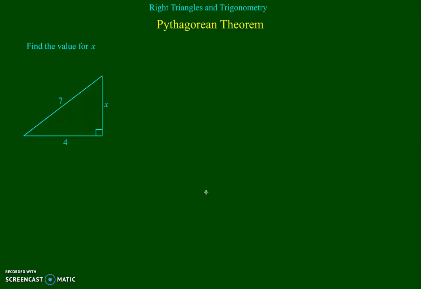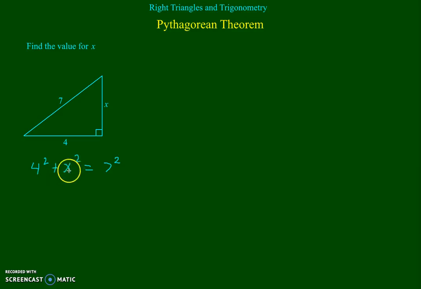This is part 2 of the series Right Triangles and Trigonometry, and we're continuing on with our examples of using the Pythagorean theorem. In this problem, we have a right triangle with one leg and the hypotenuse this time, and we're going to be looking for the other leg. So let's go ahead and set it up. 4 squared plus x squared, the sum of the squares of the legs, equals the square of the hypotenuse.